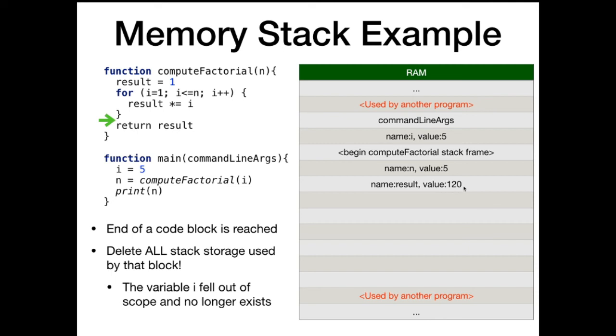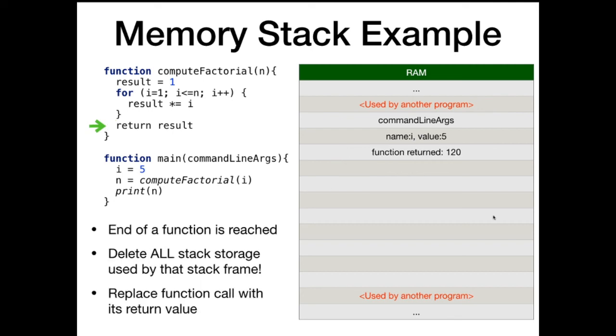Now we reach the end of this method call. We're reaching the end of the stack frame. So this entire stack frame is going to be destroyed and replaced with that value 120. We're returning 120 from this stack frame. So this whole execution environment effectively is gone, and we're going to return 120 from that stack frame.